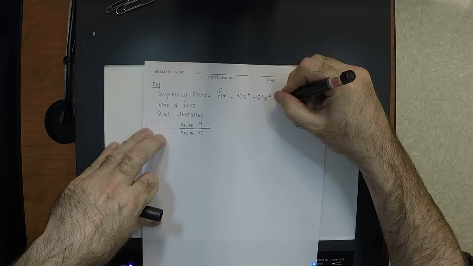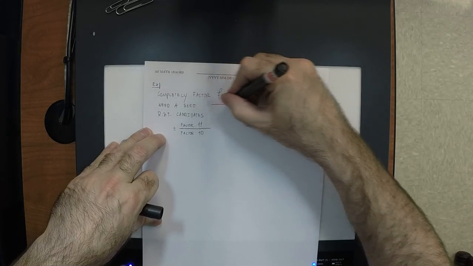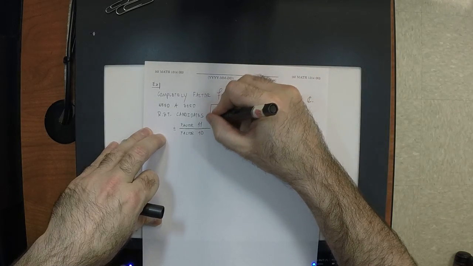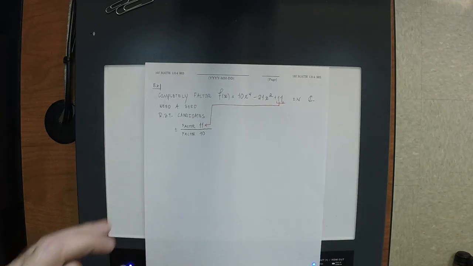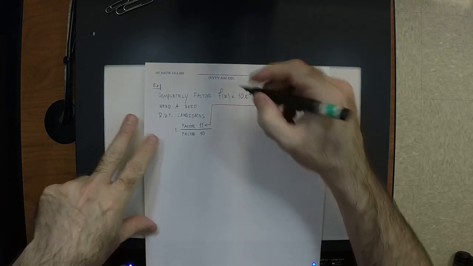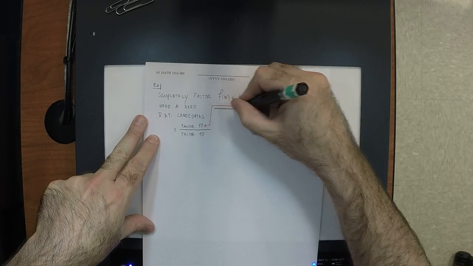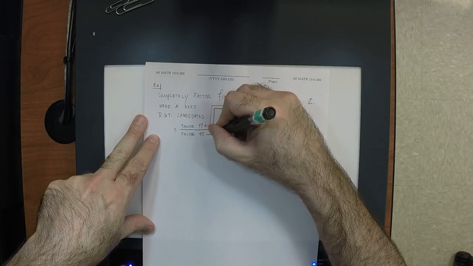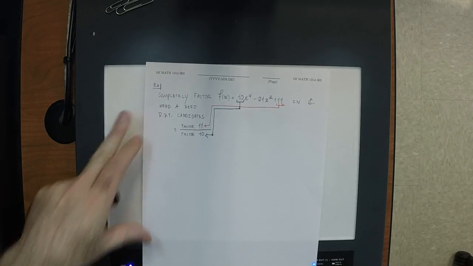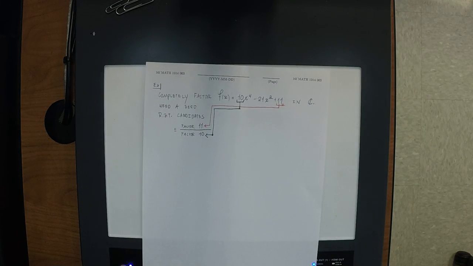So it's always going to be the constant term divided by the leading coefficient. So it's always like this. This is something that you simply must remember. I'll tell you the way that I remember it.